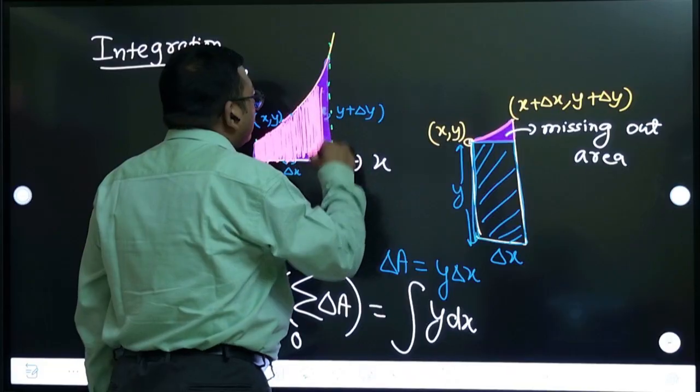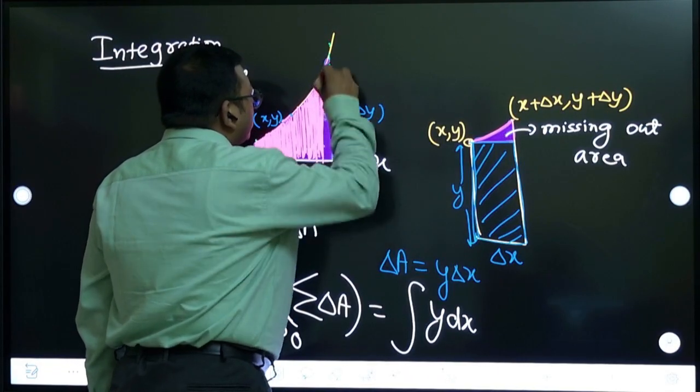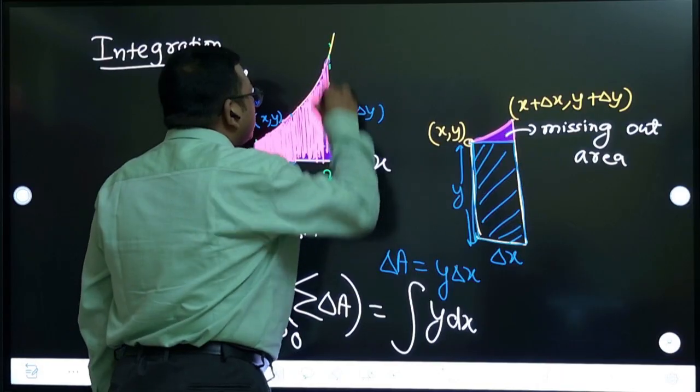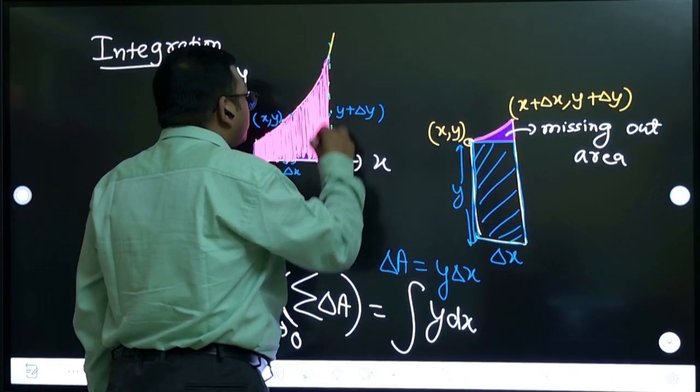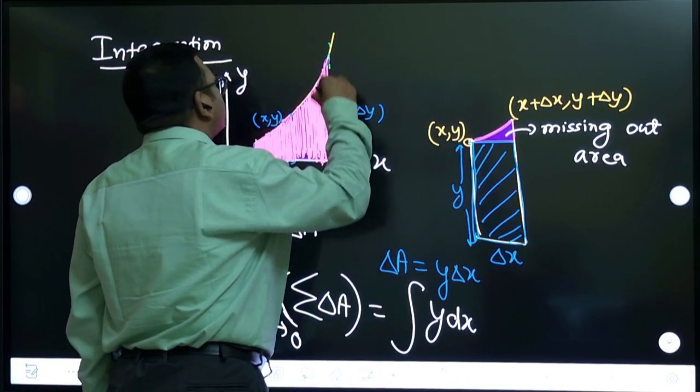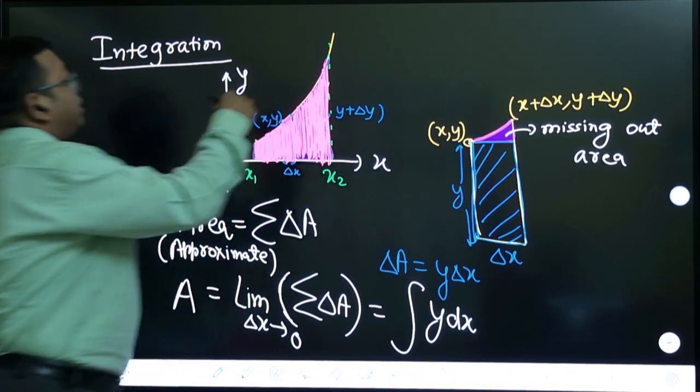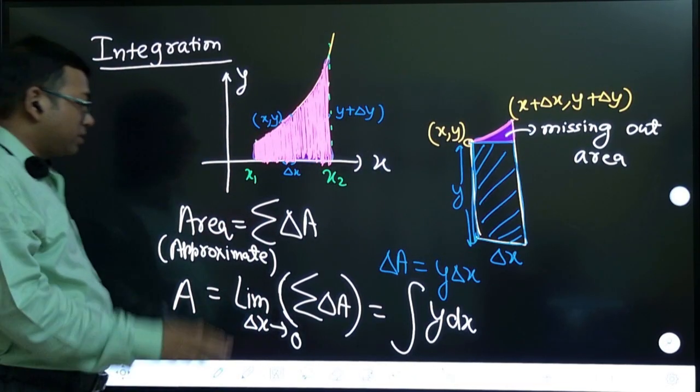Previously there was error. Why? Because there was some missing out area, but now there will be no missing area. Complete rectangle means complete area below this graph we will be able to find out. That is the idea. Okay, this is what is called integration.